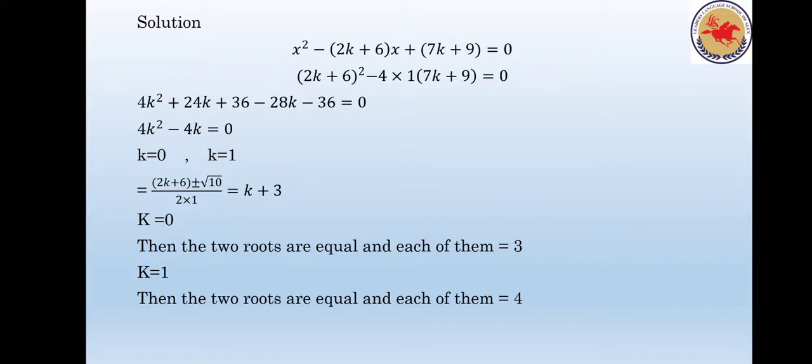So I have here two values. But he wants the value of the expression. Then first we put, yes, k equals 0. Replacement in the general formula we get here k plus 3. If we have k equal to 0, then the two roots are equal and each of them equals 3. And if we put k equal 1, then the two roots are equal and each of them equals 4. So I used the general formula and got the answer k plus 3. We have two values for k, 0 and 1. If we put k equal 0, the two roots are equal and each equals 3. If we put k equal 1, then the two roots equal 4.